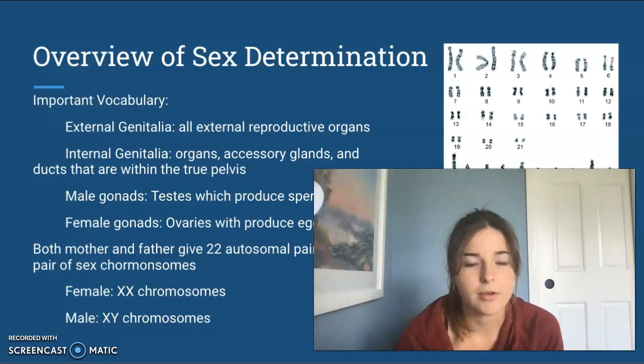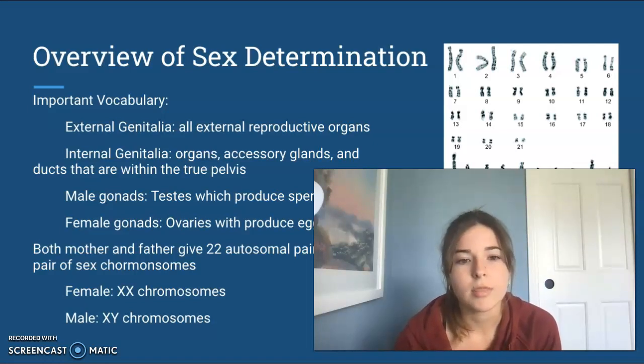Both the mother and father give 22 pairs of autosomal chromosomes and 1 pair of sex chromosomes. The autosomal chromosomes directly contribute to the development of the body. They help with the development of things like hair color and blood type. The sex chromosomes determine the sex of the baby. They can be either XX or XY.